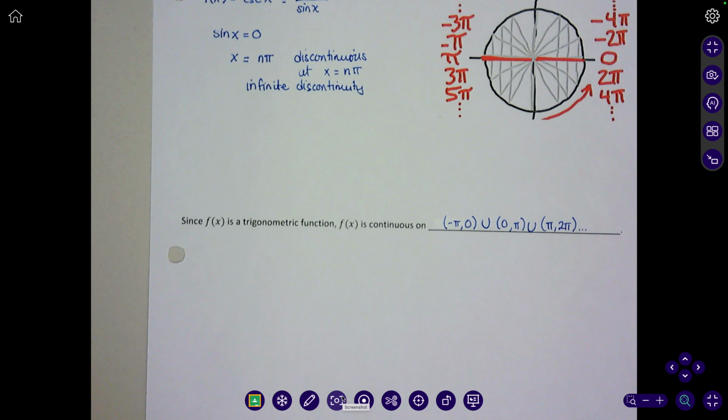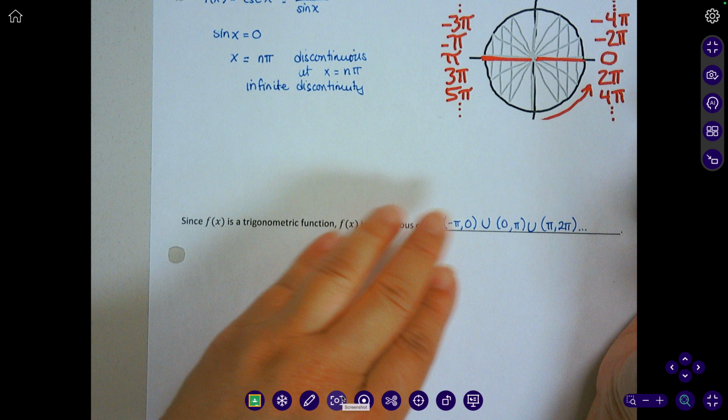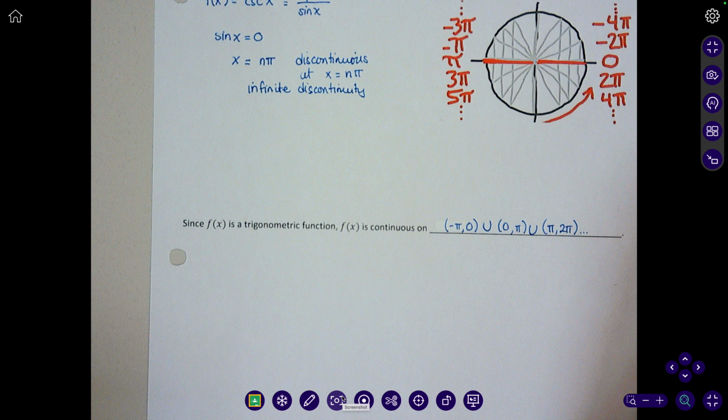Notice in this case, we can't really write all of them because the function is going to spread on the left and on the right side. Do you guys see that? But the idea is the function is continuous on these intervals. Any questions on that? Are we okay? All right. That is it for 112.